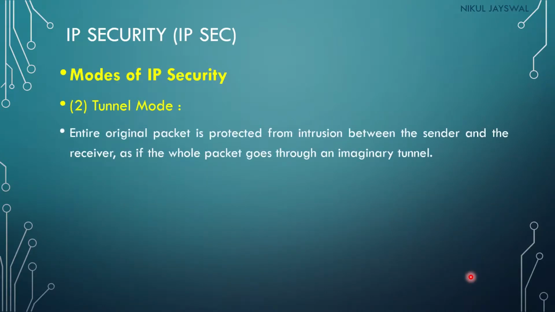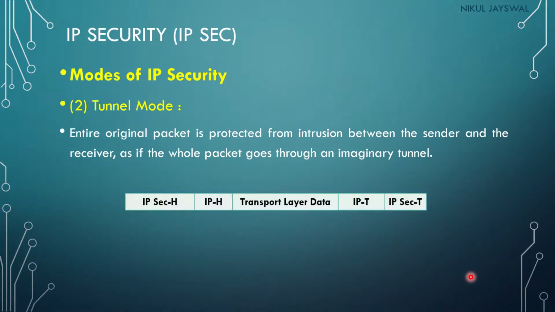So the entire original packet is protected from intrusion between the sender and the receiver, as if the whole packet goes through an imaginary tunnel. Let's suppose this is our transport layer data, and this is our IP header and IP trailer. Now we will add the IP security (IPsec) header here and IPsec trailer here, and this whole data will be encrypted.